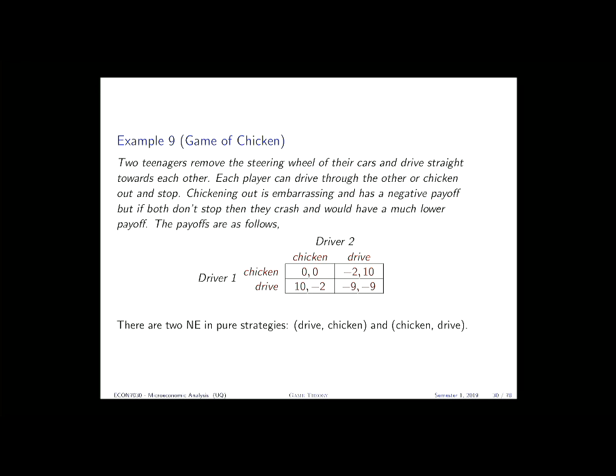Now, if you want to find the Nash equilibrium in pure strategies, there are two Nash equilibria. One is drive, chicken, and the other one is chicken, drive. So I leave it to you.